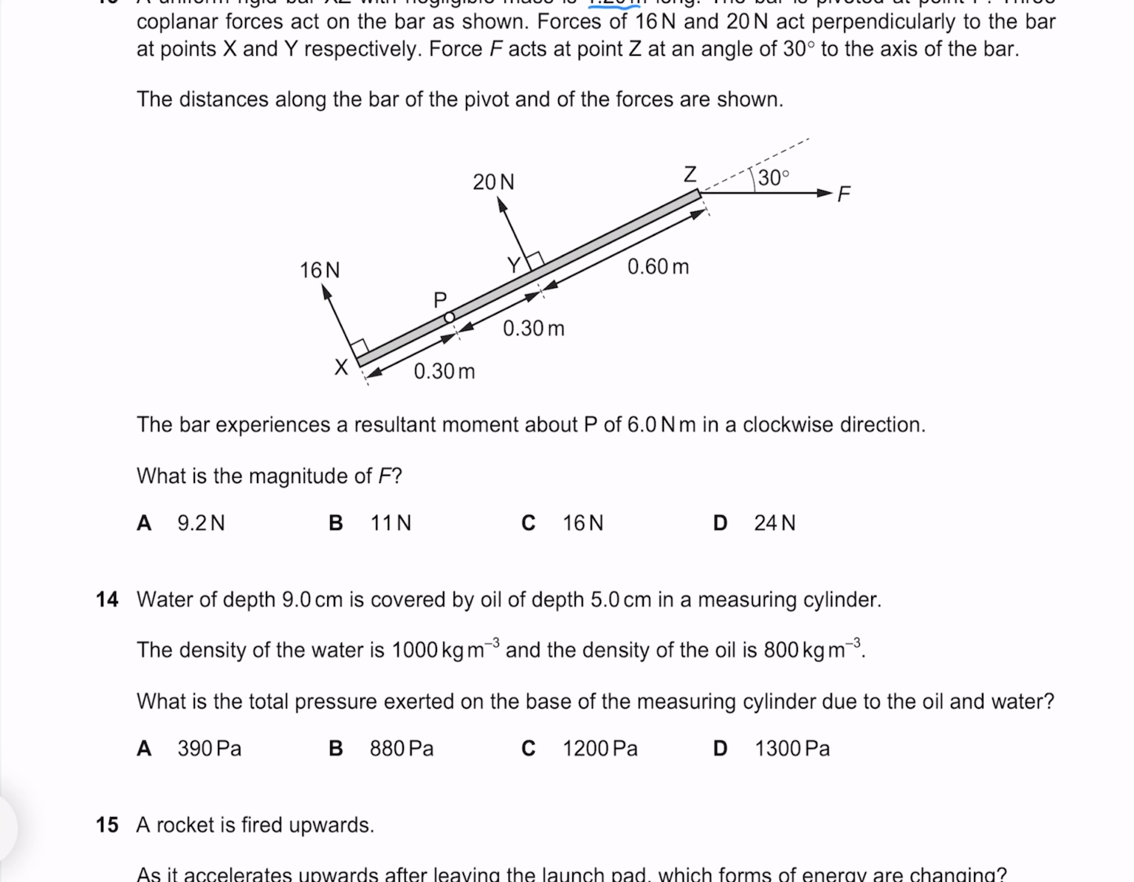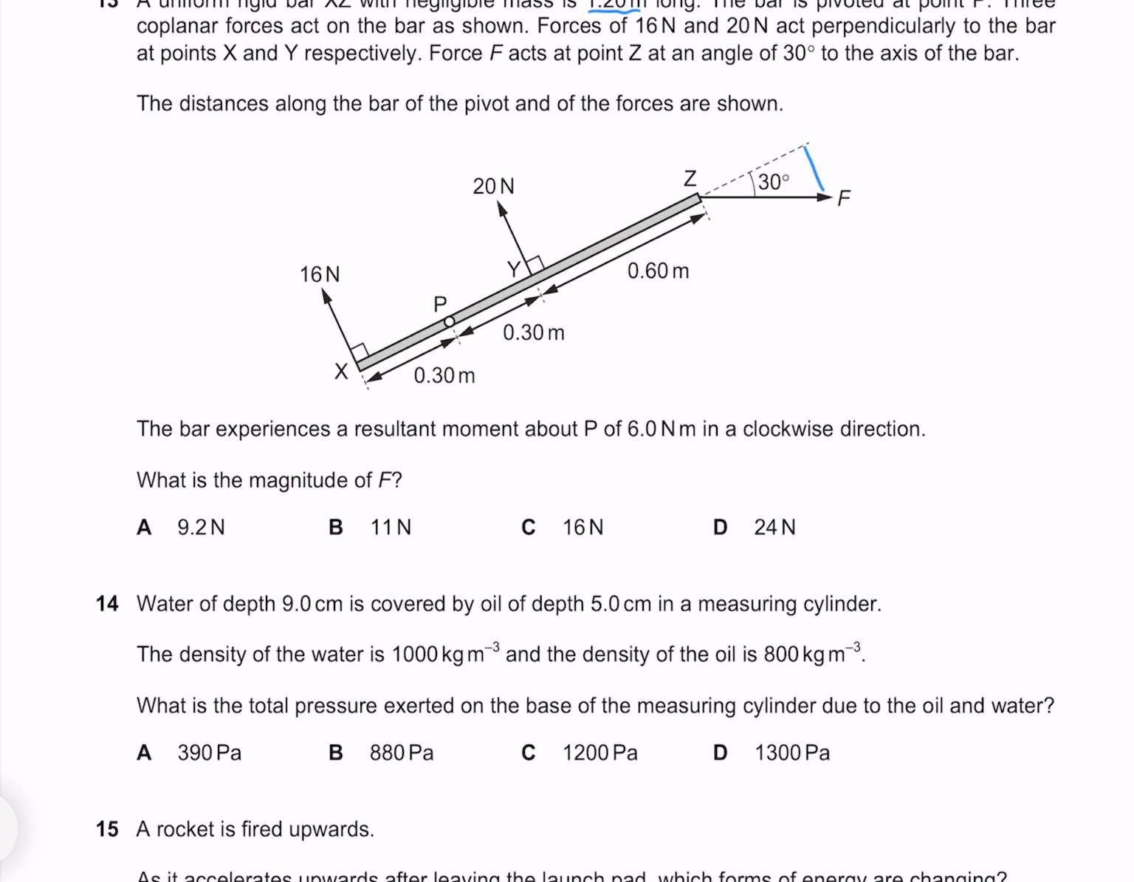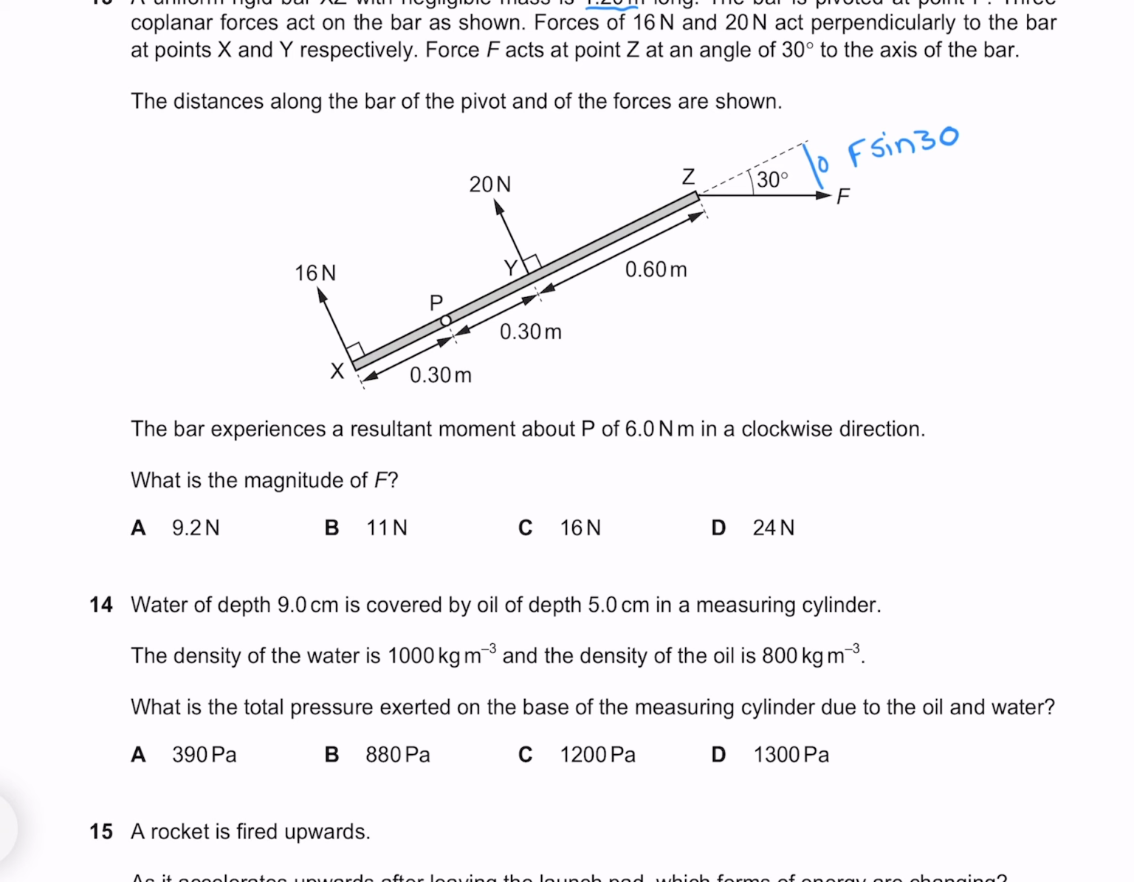Our force F is going to exert a torque from its component perpendicular to the bar. Using trigonometry and noting that this is the opposite side, we can get our force as F sine 30, adding our torques up, making our clockwise ones positive, and our counterclockwise one negative. We have our force of 16 times 0.3, minus our force of 20 times 0.3, plus our force F sine 30, multiplied by the distance of 0.6 plus 0.3, which gives us 0.9.